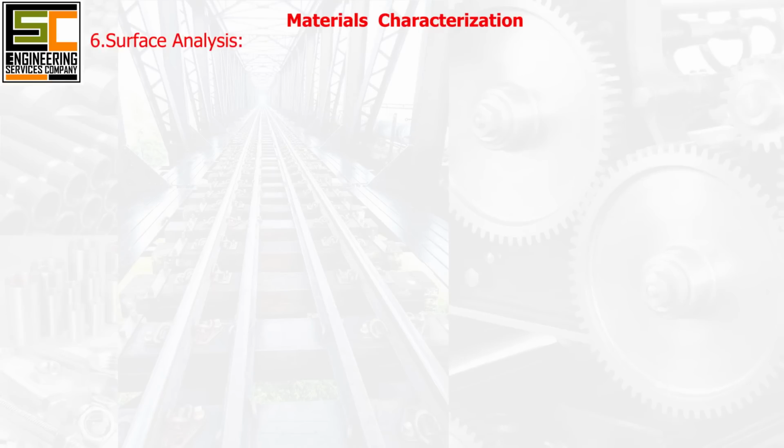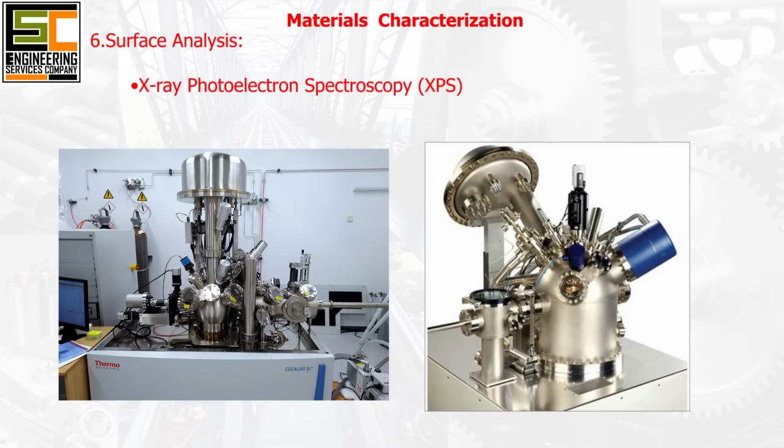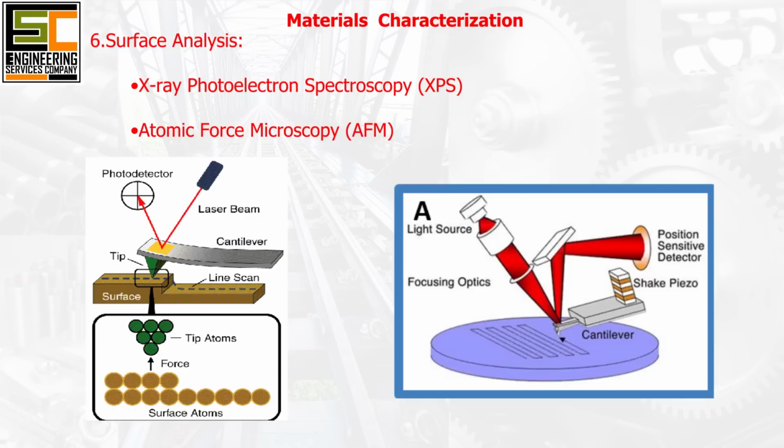6. Surface analysis. X-ray photoelectron spectroscopy (XPS) analyzes the chemical composition and bonding states of surface atoms by measuring the kinetic energy of photoemitted electrons. Atomic force microscopy (AFM) images the surface topography of materials at the nanoscale by scanning a sharp probe tip over the sample surface. AFM can also measure mechanical properties such as stiffness and adhesion.